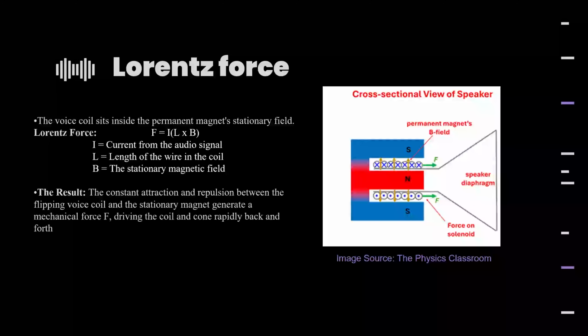And because our voice coil's polarity is rapidly flipping due to the AC signal, it is violently attracted to and repelled by the stationary permanent magnet. And this interaction generates a mechanical force, which is indicated by the green arrow labeled F, which pushes and pulls the voice coil and the attached speaker diaphragm.